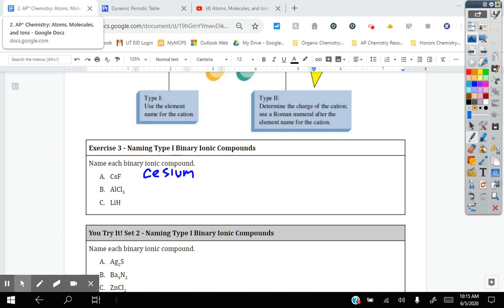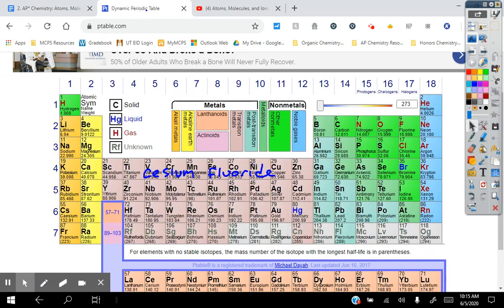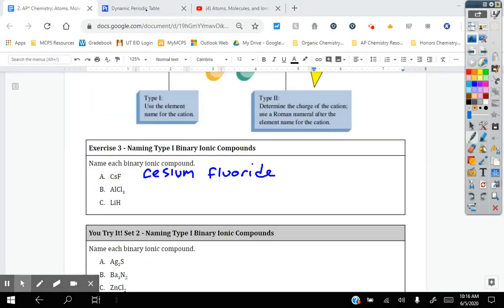And then I see I have fluorine, which becomes fluoride. And this compound is cesium fluoride. I can check the same thing with the next one. Aluminum, Al, is considered a metal. It's not part of the transition metals. I told you that's one you have to memorize. It has only one charge. So we have aluminum, and then chlorine becomes chloride. There's an L there, chloride.